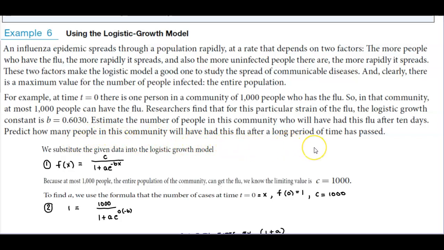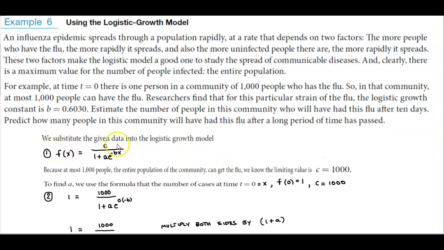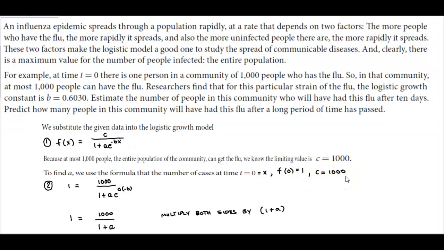So the first thing we want to do is substitute the given data into the logistic growth model. So there's our logistic growth model. Now, because at most 1,000 people, the entire population of the community, can get the flu, then we know the limiting value c is equal to 1,000.